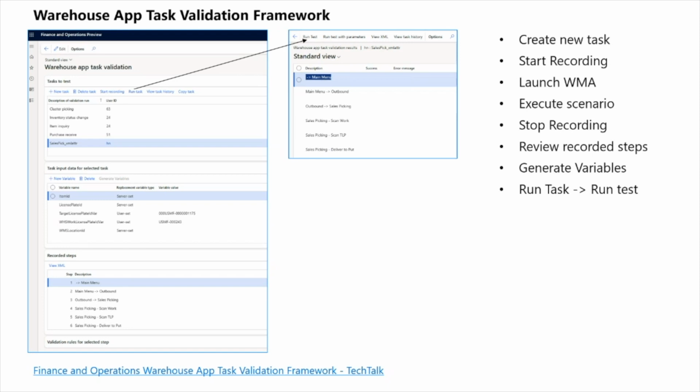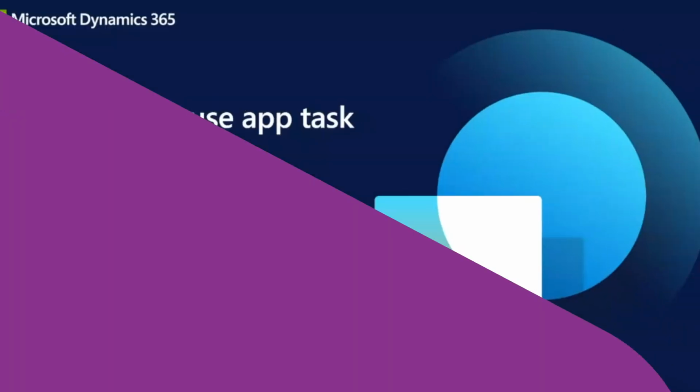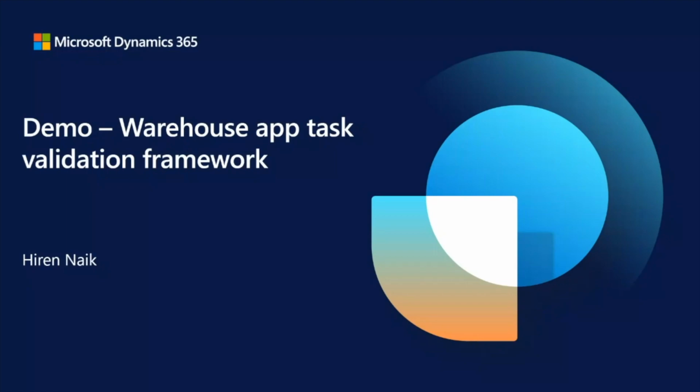Then you will be ready to do the unit test by changing the values of the variables, and you will click on the run task button, where you can basically test using the run test button. So let us see a demo of how to record a warehouse task using this framework.